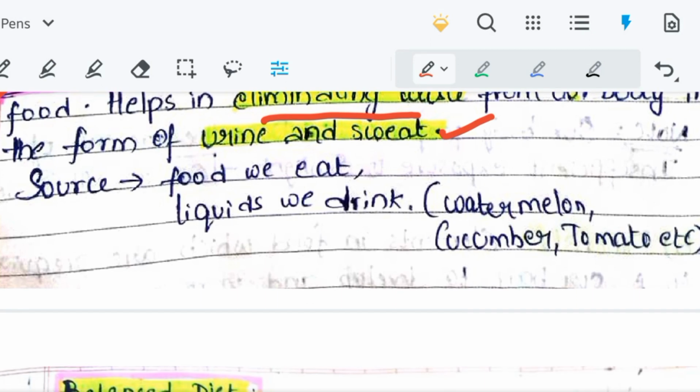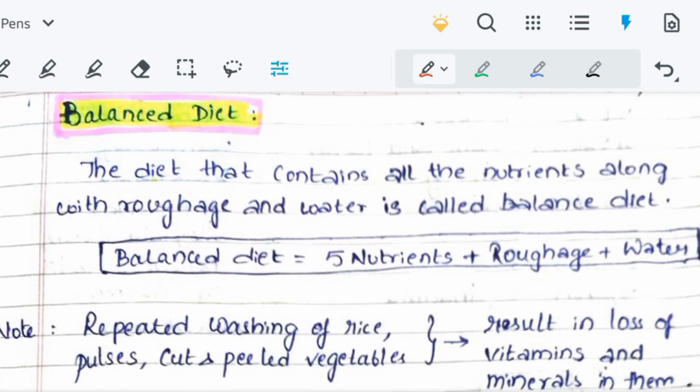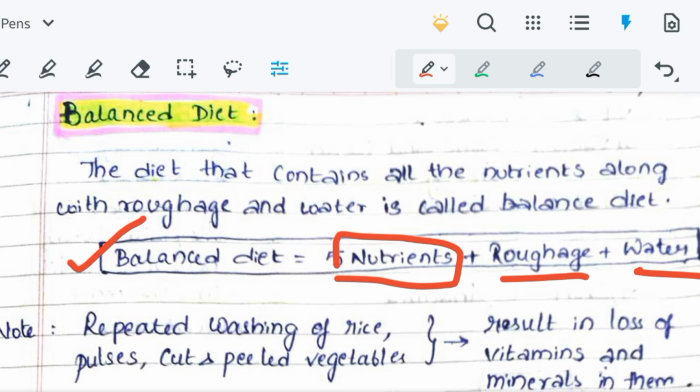Okay, so we get water not only from the liquids we drink, but also from the food we eat. Say for example, you eat watermelon, tomato, cucumber, even then you get water content. Now, when you eat all these things together, students, that means all the 5 nutrients, roughage and water in your food. If your diet is containing all these things, then your diet is called a balanced diet.